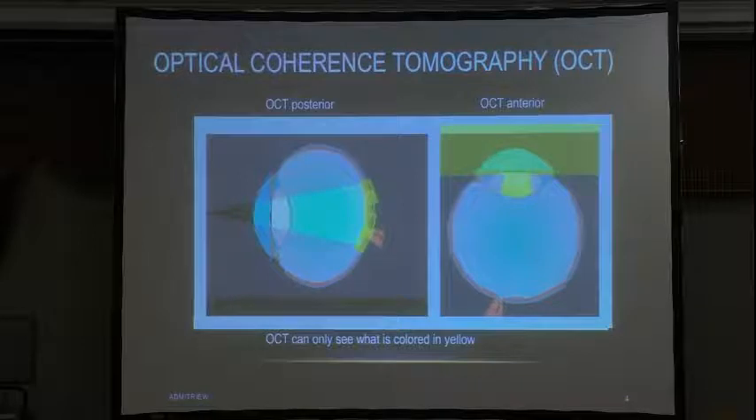So when you look at the possibilities of the OCT, not only for the back of the eye, but at the same time for the anterior segment, it's very limited. Even with swept source OCT, you cannot see the majority of the structures within the anterior segment.